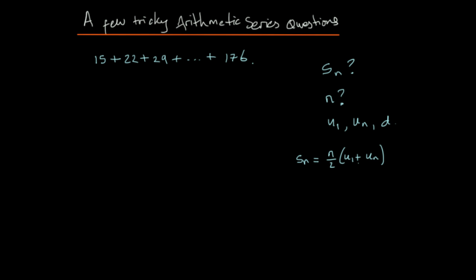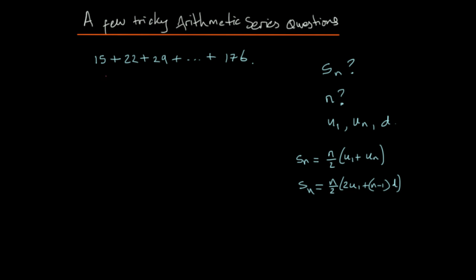The other one is 2u1 plus n minus 1 times d and all of that. For that one you also need n. So our priority here is first to find out n, and since they don't give us the sum, that's what we're trying to find out. We're going to have to use a different method to figure out the answer for that.